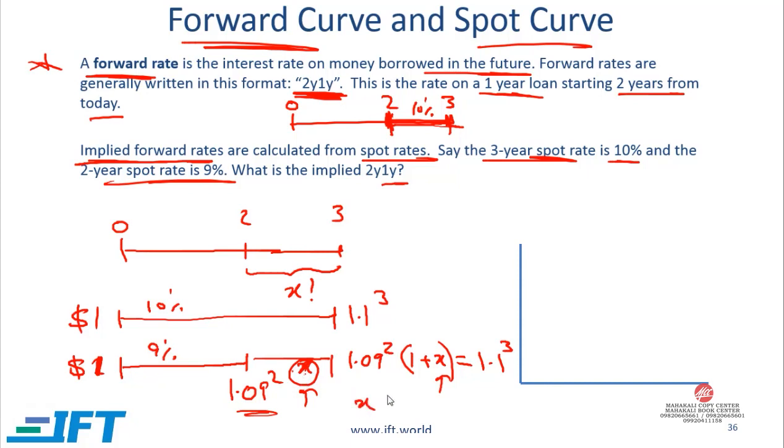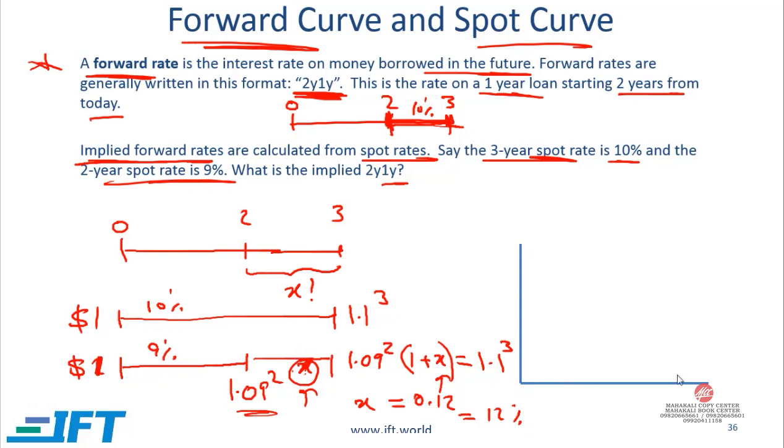If you solve for x, what you should get is 0.12 approximately, which is 12%. So 12% is the implied forward rate, implied based on the existing spot rates.